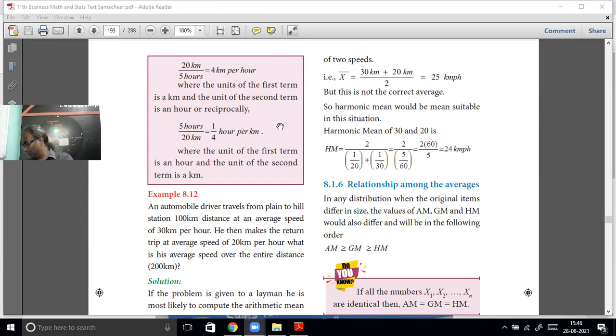Now, yesterday we stopped at what the harmonic mean is and where it can be used. Wherever there are rates, like kilometers per hour or kilometers per liter.